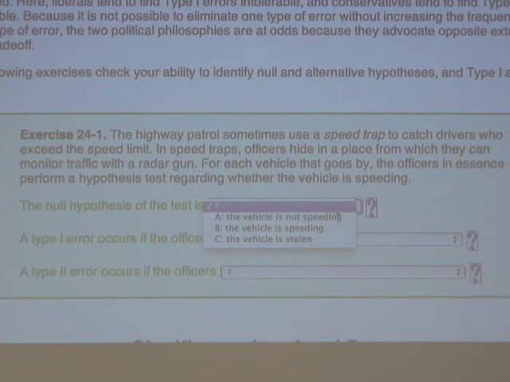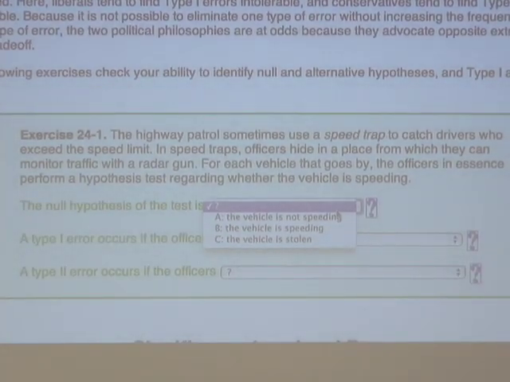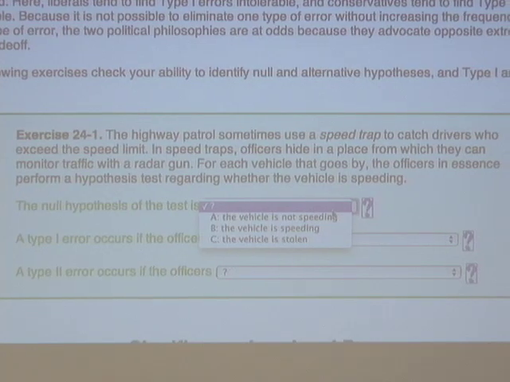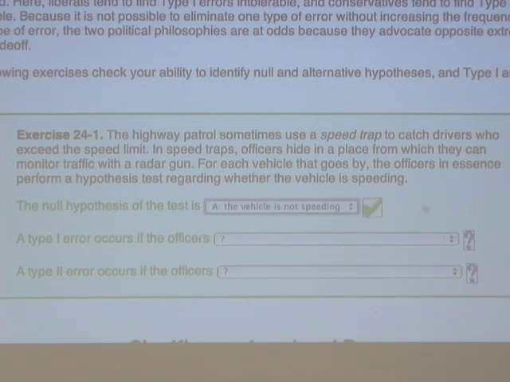So the standard way to set this up would be the null hypothesis is that you're not speeding, and the radar detector is going to either give evidence that that hypothesis is false, in which case they would conclude that you are speeding and cite you, or not give evidence that the null hypothesis is false, in which case you wouldn't be cited, right? Okay, so the null hypothesis is that you're not speeding.